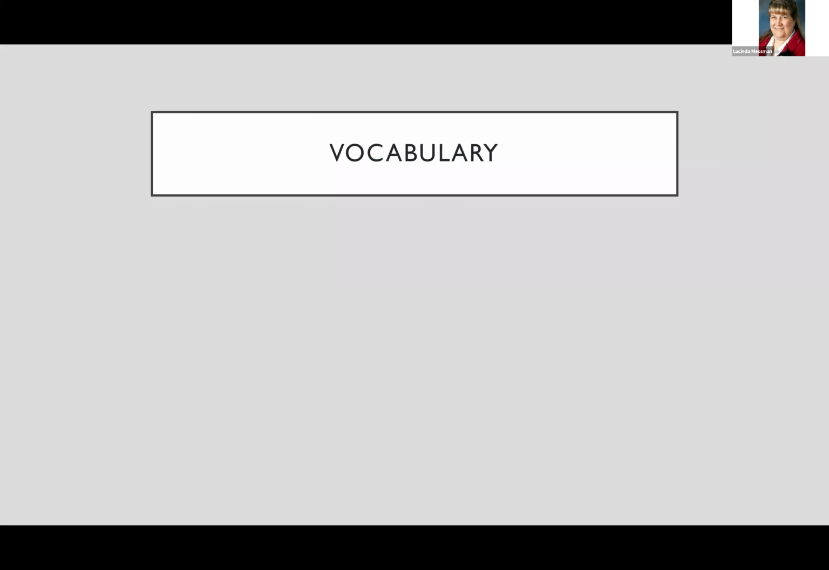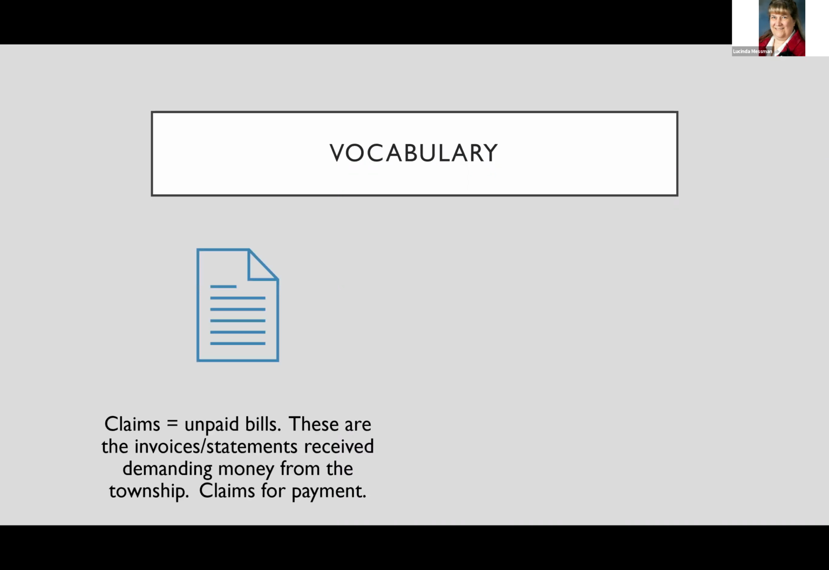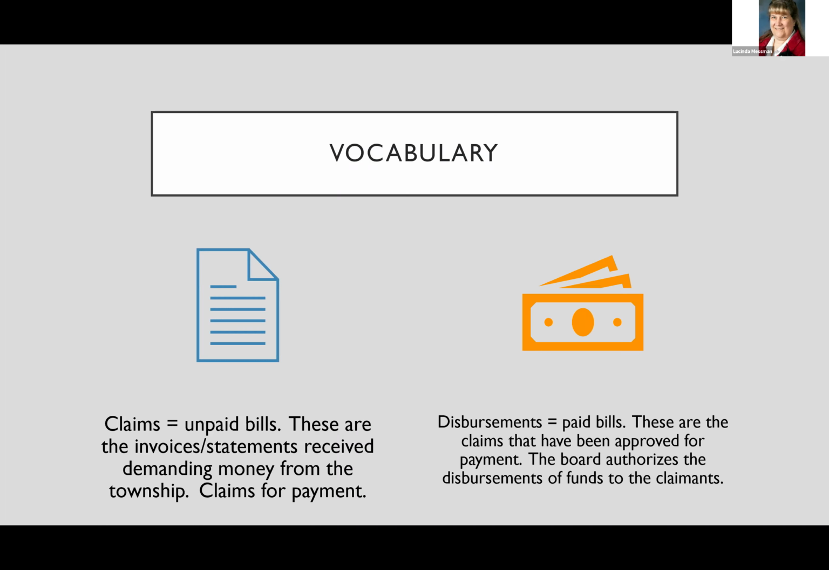Let's talk about vocabulary real quick because I know a lot of you are new. Claims are simply the unpaid bills. They're invoices or statements that you get from whoever, and they're demanding money from the township. They're called claims for payment. Excuse me. Sorry about that. And disbursements means paid. That means the board has voted and authorized, yes, pay these claims in the amount, and once that money is paid out, it becomes a disbursement.